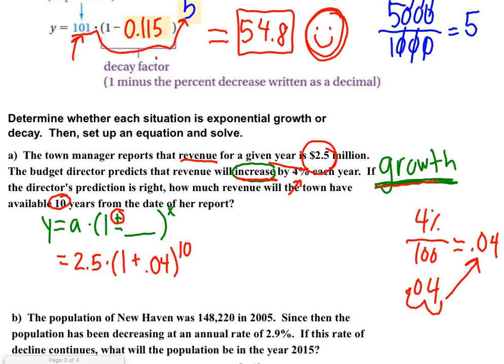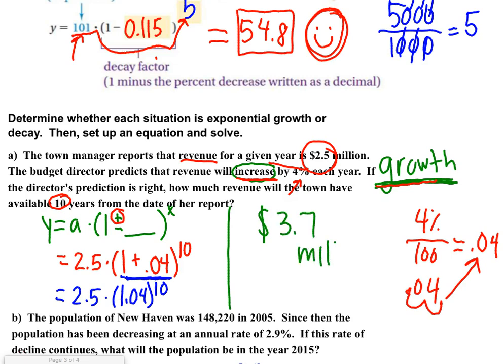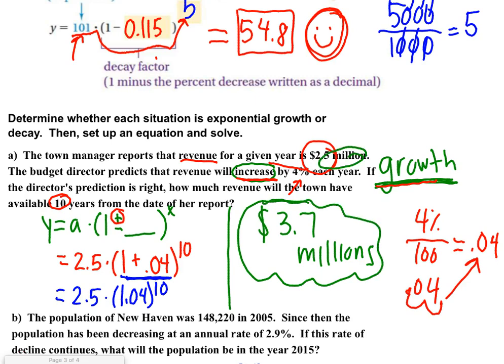Now, again, this is just calculator work now, folks. I'm going to simplify it before I punch it into my calculator. Let's simplify what this parentheses would be. So 2.5 times 1 plus 0.04, just 1.04, to the power of 10. And now I would type in your calculator 2.5 times 1.04 to the power of 10. Take a moment, practice it, because if you don't know how to do it in your calculator, you won't be able to do it on your homework. But you should get a total of $3.7 million, that's what we're working in, dollars. Wow, that is a lot of money for a city to bring in, just in revenue. There's the million. Yep, good job.